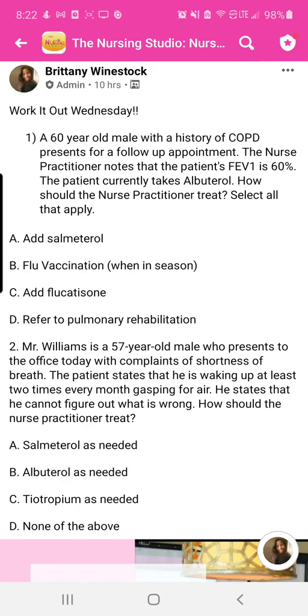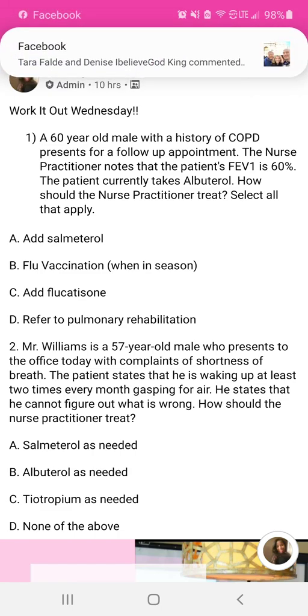Correct. And then our flu vaccine. So when in season, we do our flu vaccination. Remember, that's anywhere from October to March. And then you want to refer D to pulmonary rehab. So the answer to number 1 is A, B, and D. C is an inhaled corticosteroid, and you don't need that in this stage.